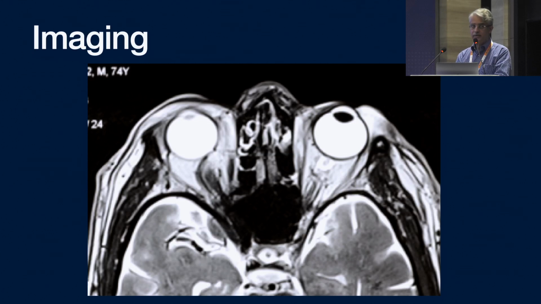Imaging has a limited role in eyelid tumors. You usually perform it when you have a tumor which is near the canthi. So if it's a medial canthal tumor or a lateral canthal tumor, you want to know if there is any deeper extension into the orbit, then you perform an MRI, which is the preferred modality.